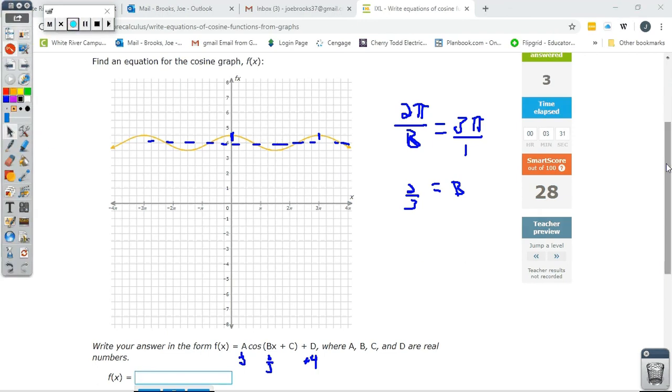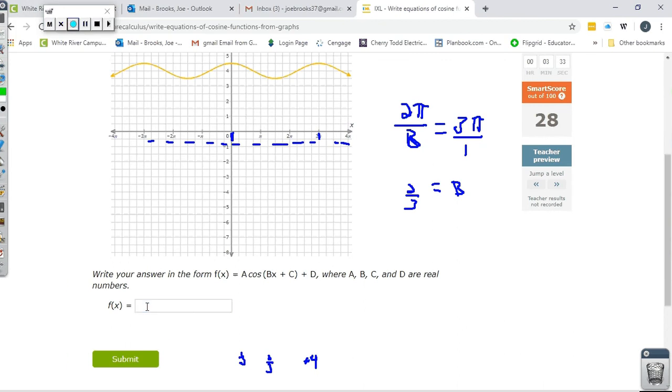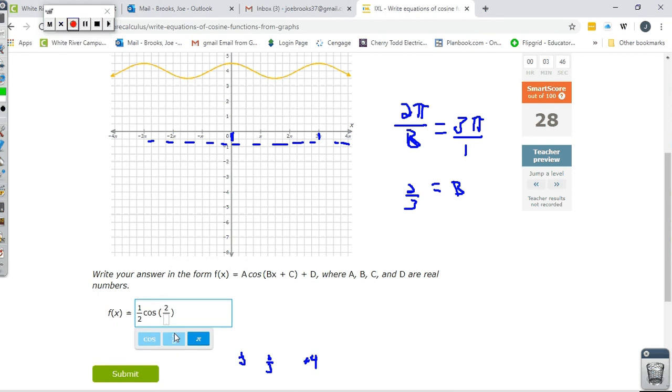When I was listening to this, it's not very loud, so we'll see. We'll put a fraction in there. We got 1/2, the cosine. We want to go 2/3 x, and it's shifted up 4. Alright, let's try that out.